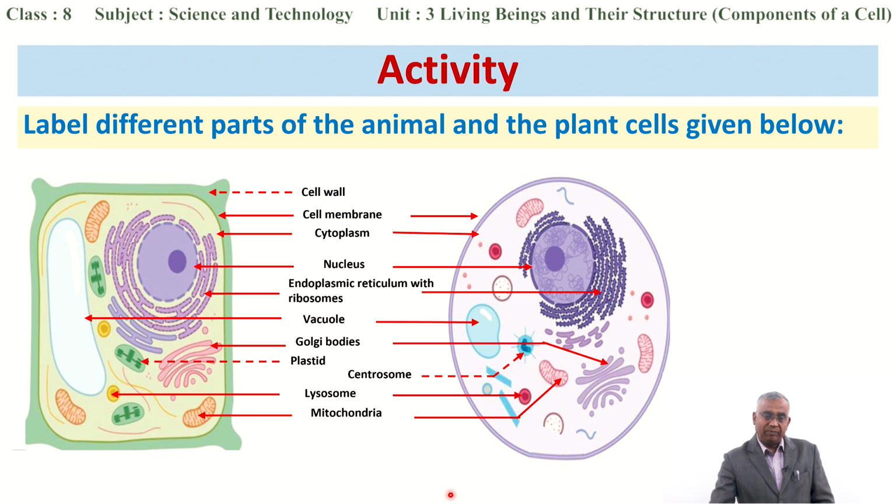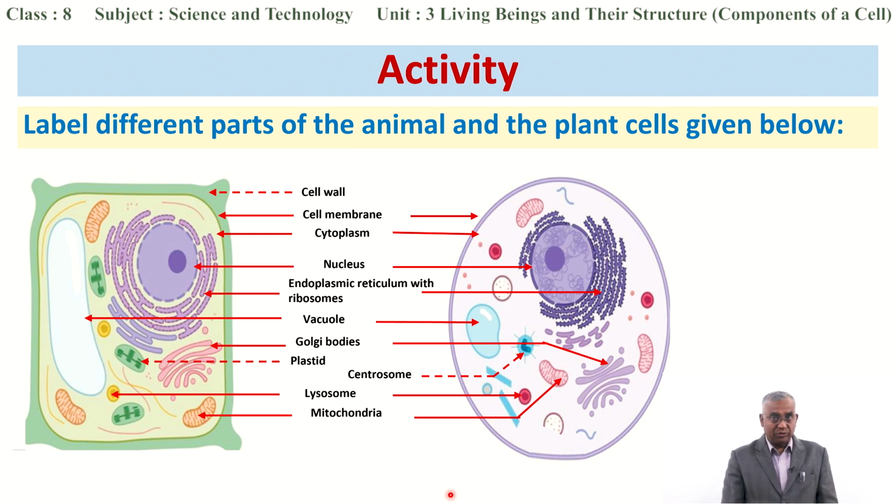So in this way, we labeled animal cell and plant cell both, and we recalled the different components, different parts of the cells, and side by side we found what the differences are. Many things we have learned from this activity.